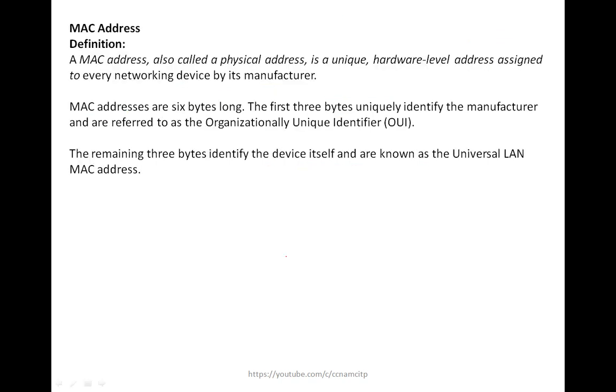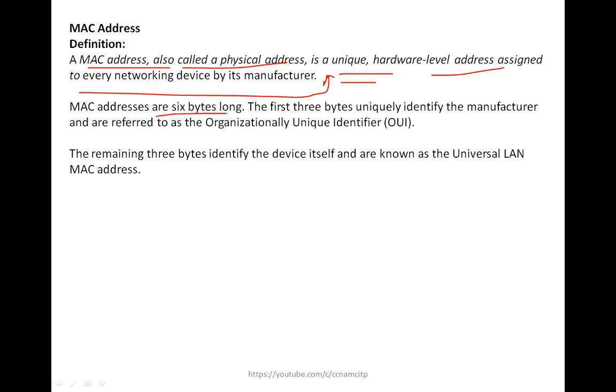So first of all, we have to understand what is a MAC address. MAC address is nothing but a physical address. It is a unique hardware level address assigned to every networking device by its manufacturer. It is like one device, one address, and it is also known as the physical address. It will be unique. One MAC address cannot be assigned to two networking hardware devices.